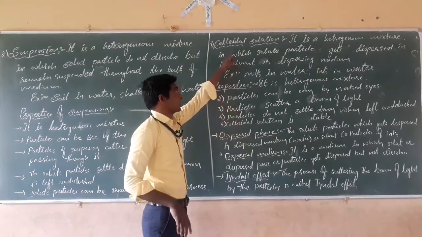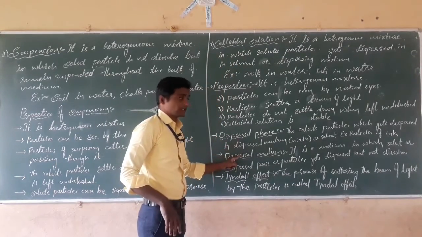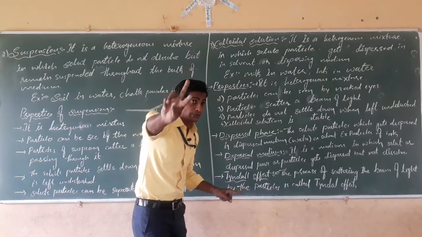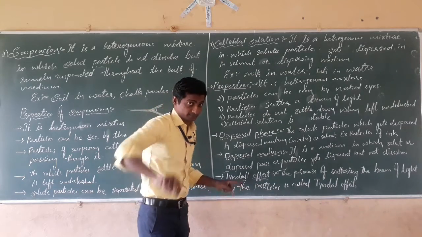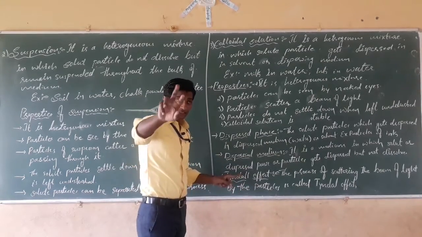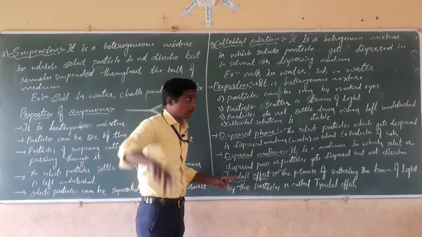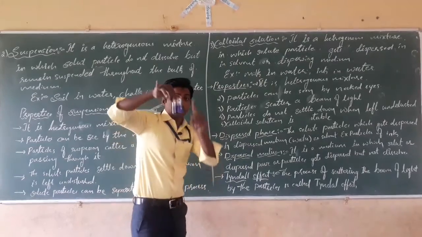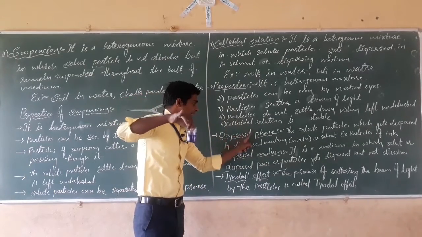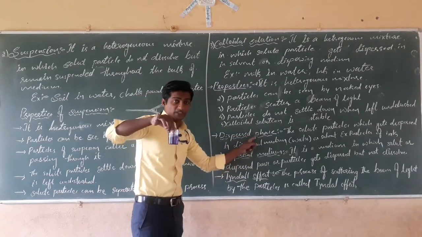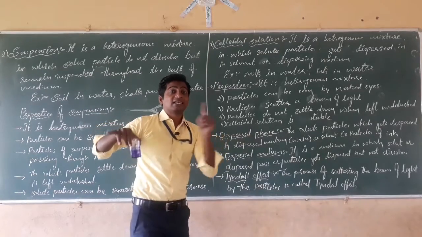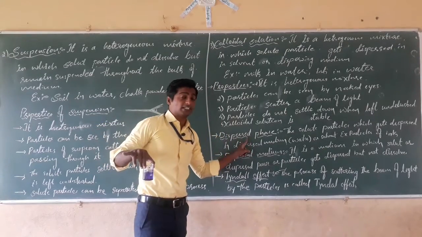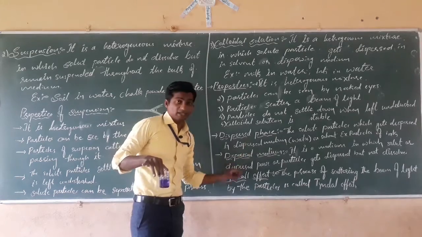Next, dear students, here some terms are there: dispersed phase and dispersed medium. In the case of colloidal solution only these terms come. In the case of a solution, the two terms are solute and solvent. In the case of colloidal solution, the two terms are dispersed phase and dispersed medium. Dispersed phase means ink particles. Ink particles are a good example of the dispersed phase. Next, dispersed medium, water.